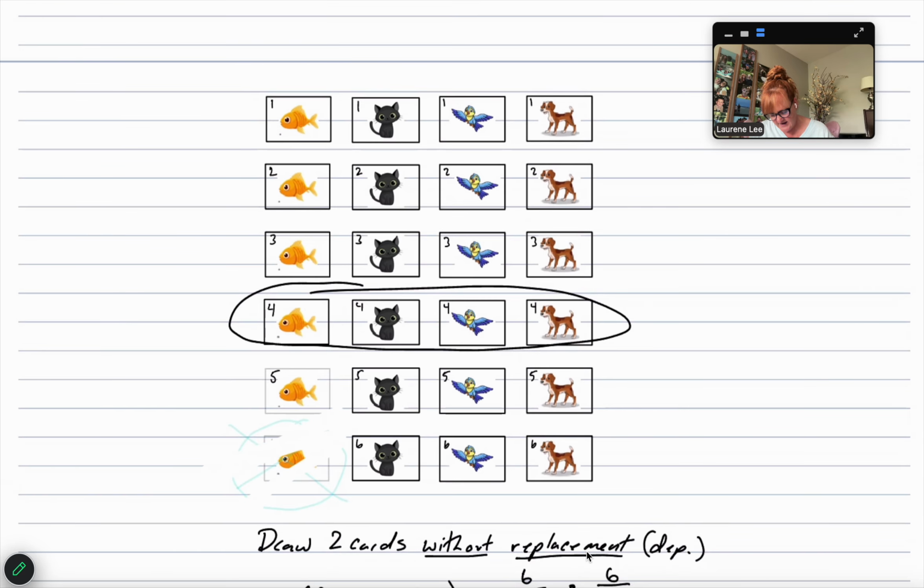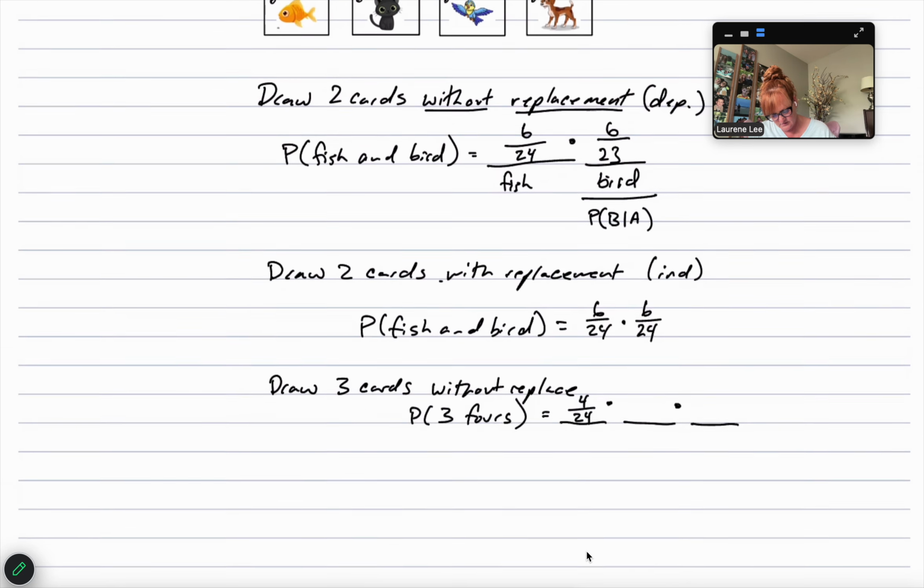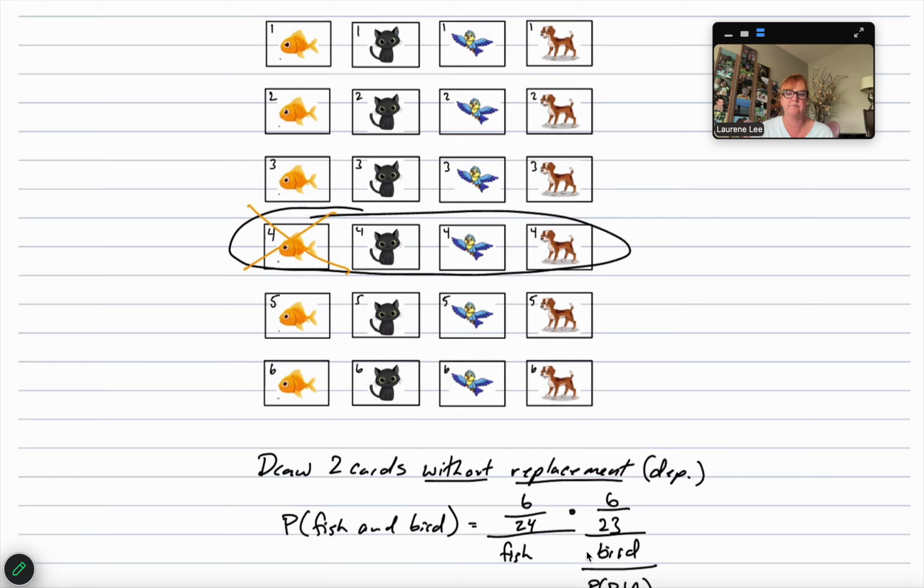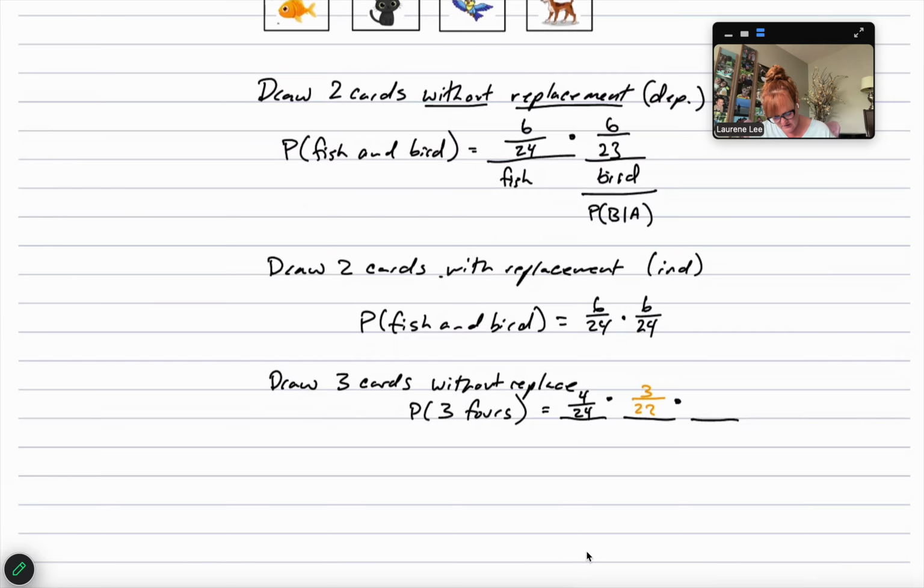Now, I assume that I got the 4 I was looking for. So what happens is one of these 4s gets crossed out. Now I'm going to draw another 4, hopefully. How many are there over the total? Well, now there's only 3 4s. And what else changed? The total changed. I don't have 24 cards anymore. I got one of those 4s out, and so now I've got 23.